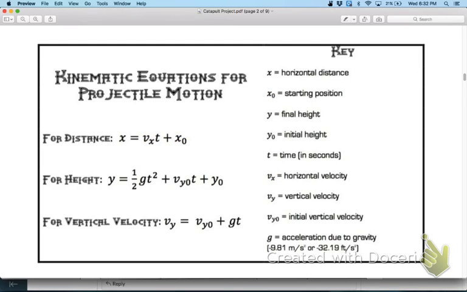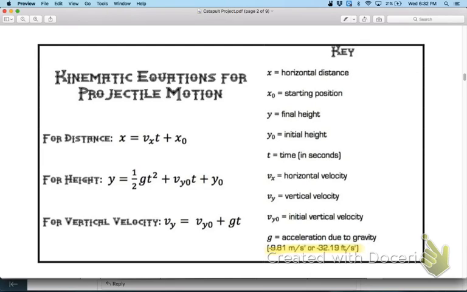Okay. The second equation is going to be for height. Now this one looks a lot more similar to that projectile motion problem that we looked at. Our vertical distance, aka the height, is going to be half of g, and g is going to be the acceleration due to gravity. So these are the values that we are going to use for this project: negative 9.81 meters per second squared, or negative 32.19 feet per second squared.